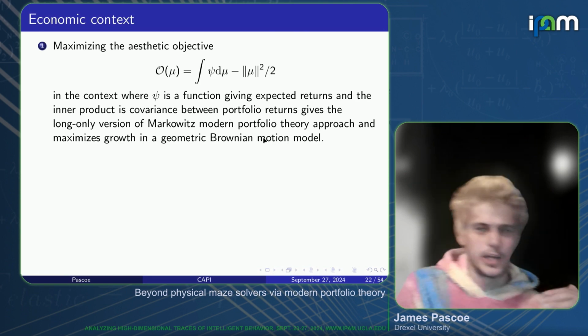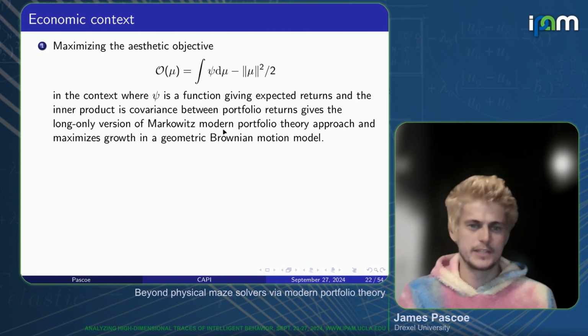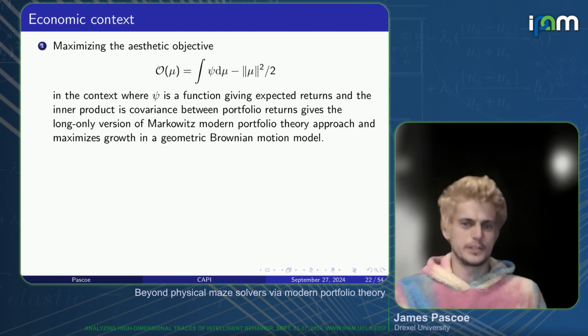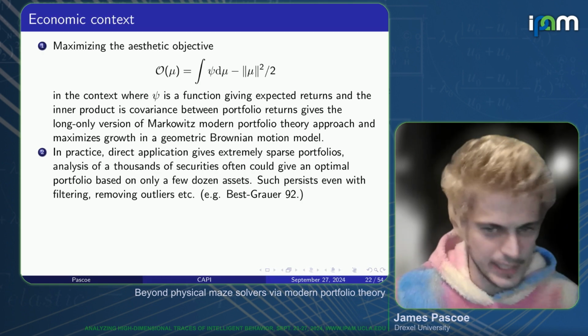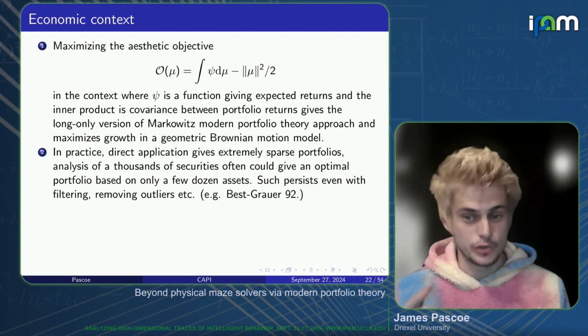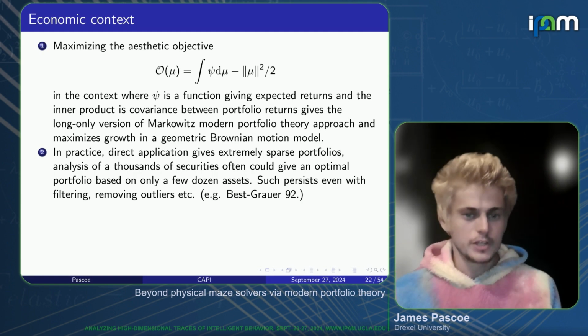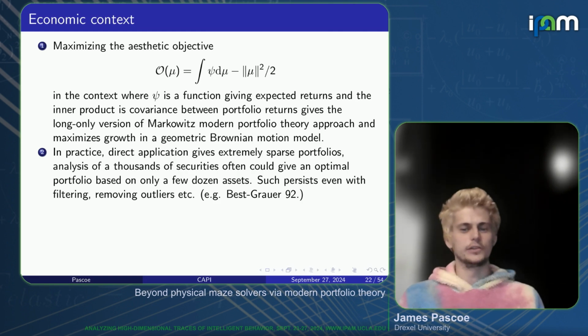And this is the version on long-only portfolios, where we're only positively investing, because I required them to be probability distributions. That means I'm not shorting anything or selling anything that I don't have. In practice, direct application gives extremely sparse portfolios. If I analyze 1,000 securities, it might give me an optimal portfolio based on only a few dozen assets. This causes a lot of controversy around modern portfolio theory because it's fundamentally underdiversified.